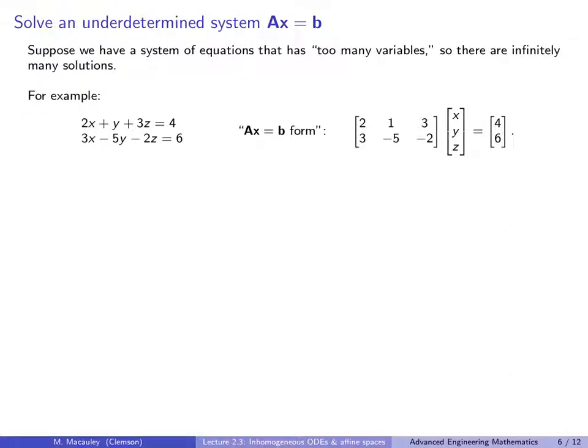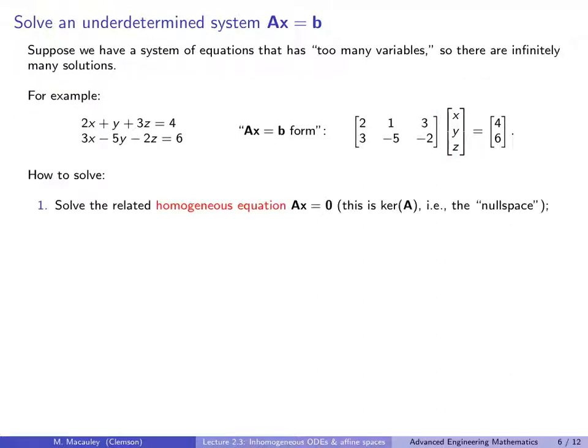Now, it's convenient to write this in matrix form, or AX equals B form, and if we do that, we get a 2 by 3 matrix times a 3 by 1 vector equals 4, 6. And that matrix is 2, 1, 3, 3, negative 5, negative 2, times the column vector x, y, z equals 4, 6. Let's recall how to solve this thing.